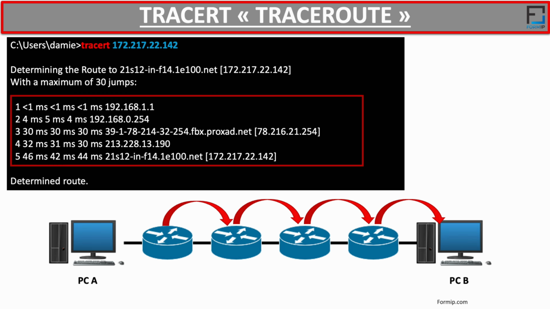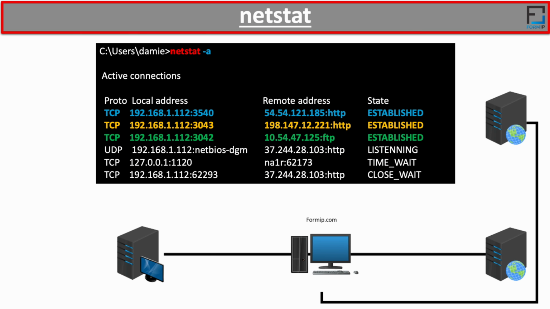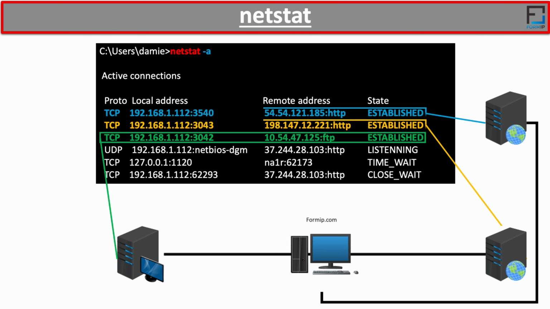Now, let's move on to the netstat command, which allows you to display all the network connections of your computer. In the example, we can see that my computer is communicating with 1 FTP server and 2 web servers over HTTP. Not only can you see the connections made, but also the open ports and those listening. The -a option displays all connections and listening ports.